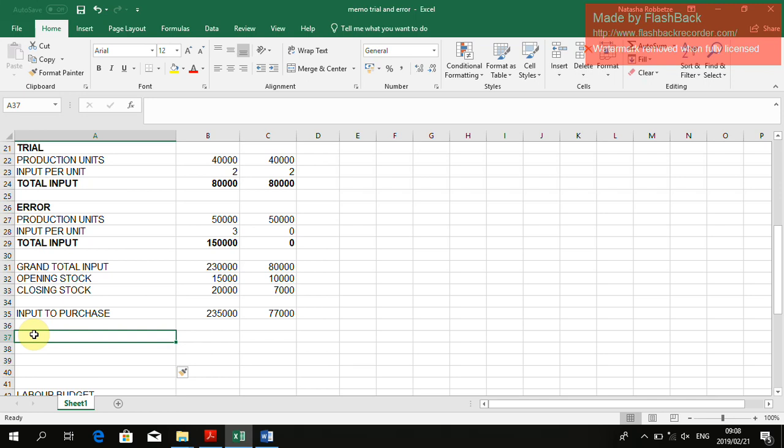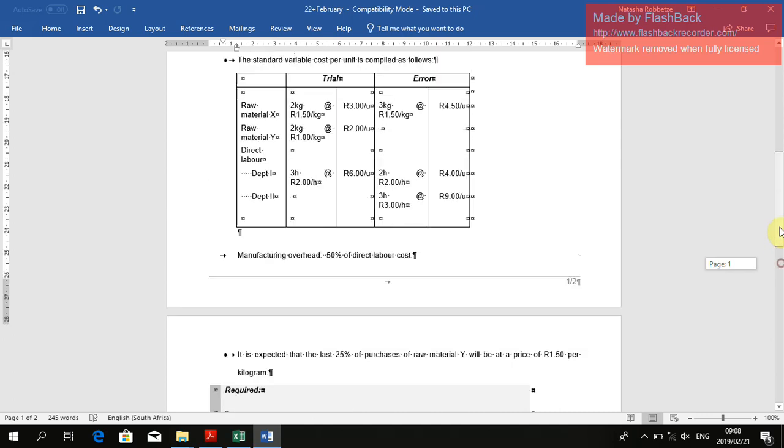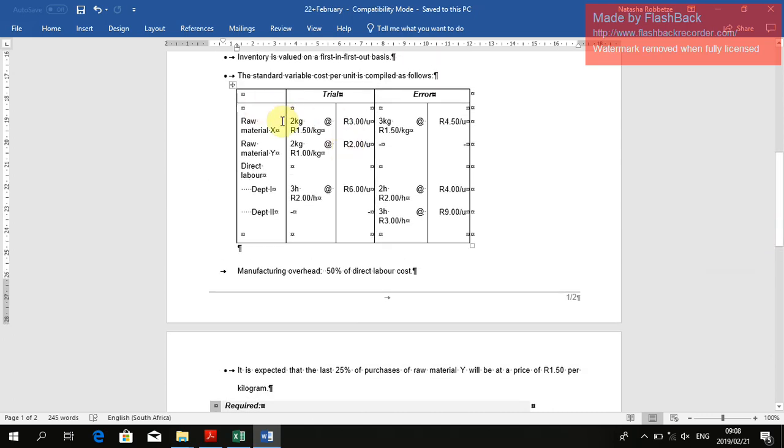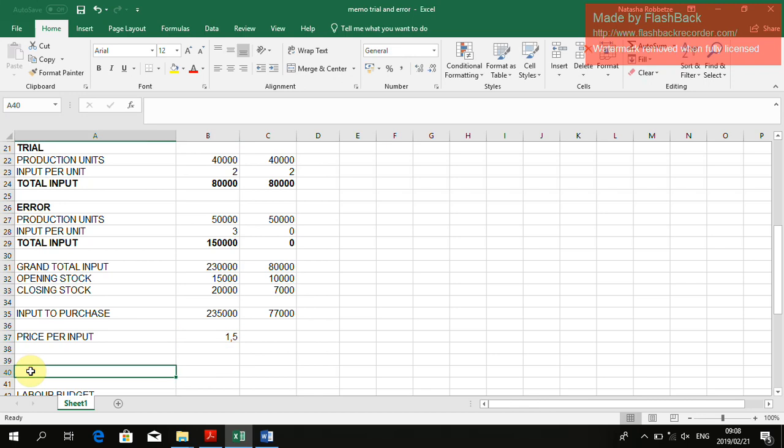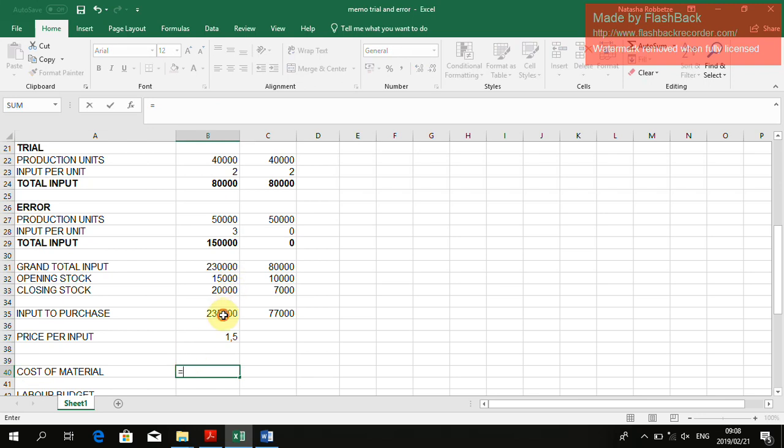So I'm going to say with the next one, price per input, and if I look at the material X, the raw material X is 150 per kilogram. So I'm going to use the 150 and say 150, and then my cost of material will then be the input to purchase times the price.